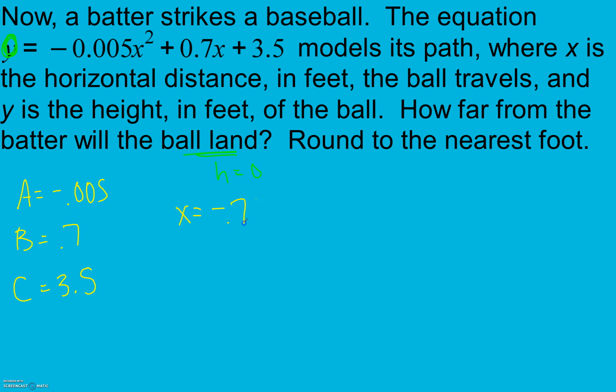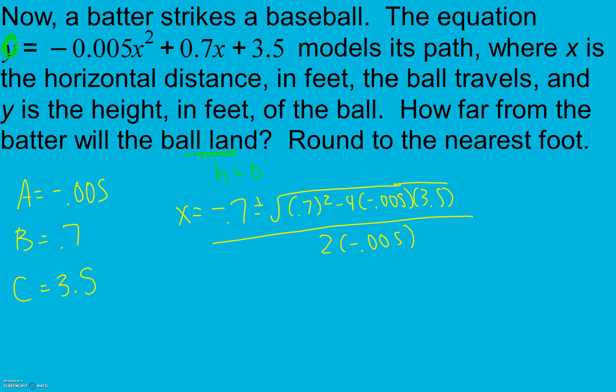Quadratic formula is negative b plus or minus the square root of b squared minus 4 times a times c, all over 2a. I'm going to reduce where I can. So inside my square root here, 0.7 squared is going to give me 0.49. And again, take your signs with your numbers. So negative 4 times negative 0.005 times 3.5 is going to give me 0.007. So when I add those together, I get 0.56.